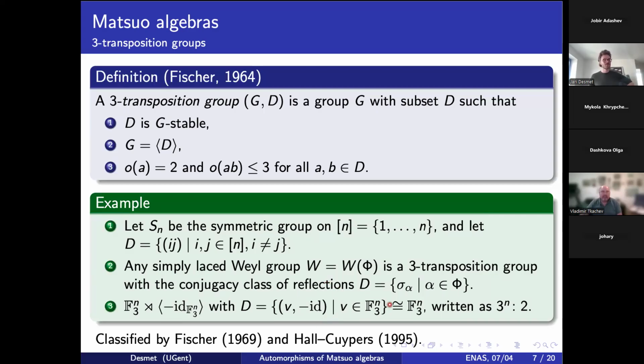But then the general case, so the possibly reducible case, and also the infinite case, was classified by Jonathan Hall and Hans Kuipers in '95. So that's 26 years later. That's quite an achievement as well.